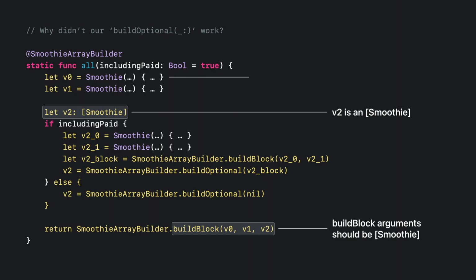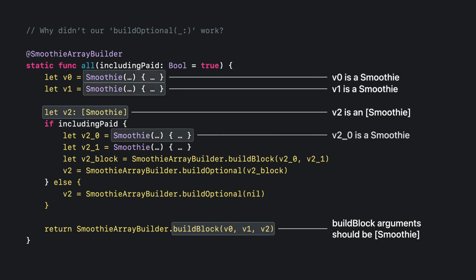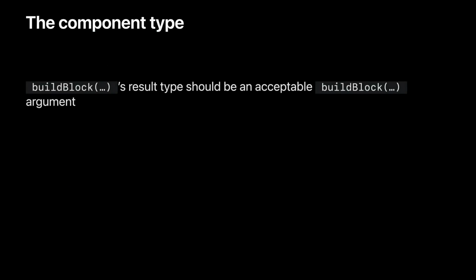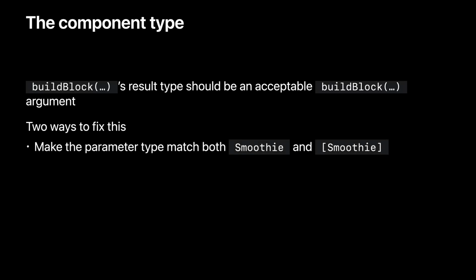Well, we changed build block so that it matches the array of smoothies returned by build optional. But we forgot that it also needs to match the individual smoothies returned by the normal statements. Oops. Basically, if you're going to allow any sophisticated control flow, build block's return type needs to be something that can be passed as a parameter to build block. There are two ways you can accomplish this. One way is to make sure that build block and the other result builder methods return types compatible with the statements allowed in the result builder.